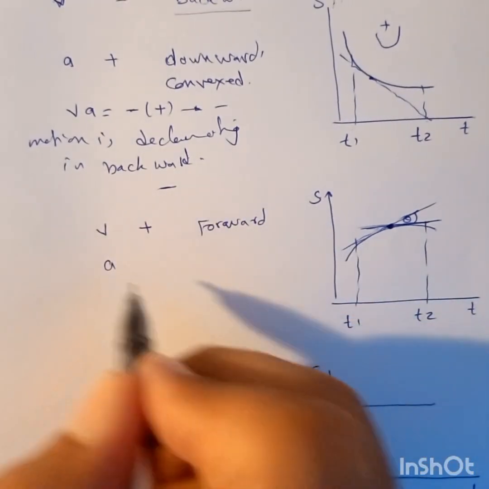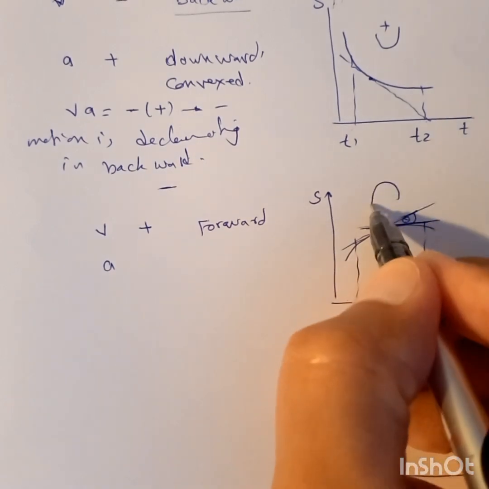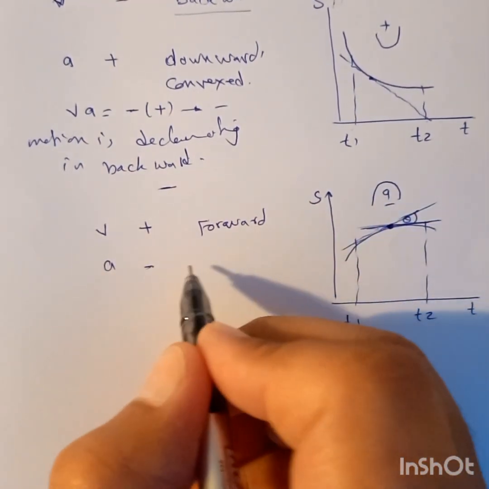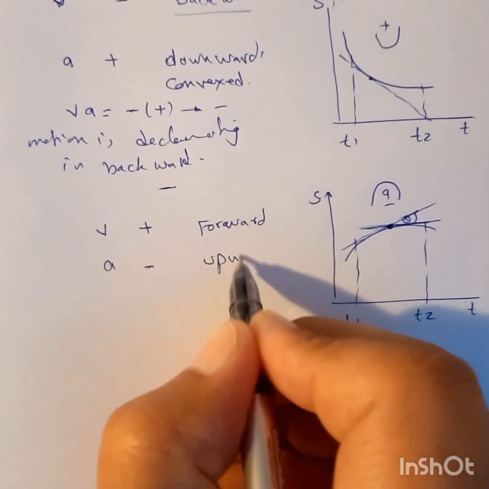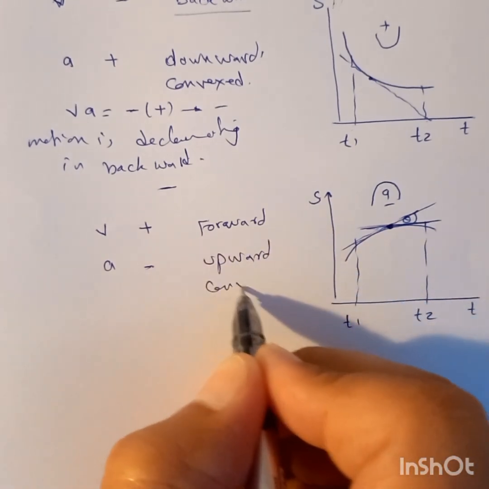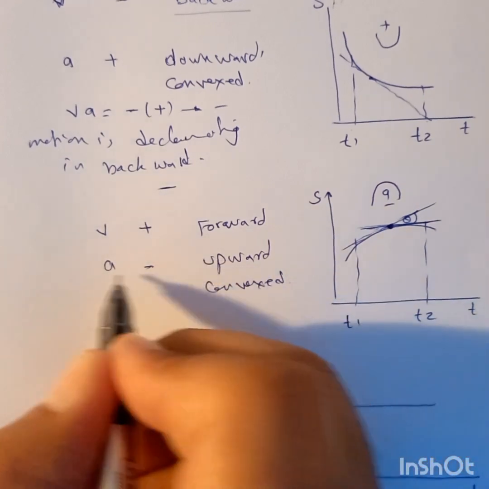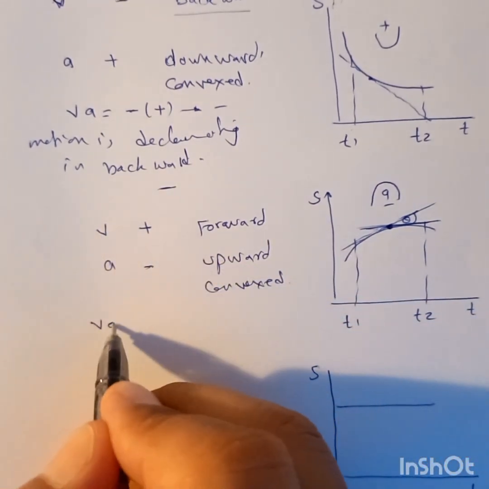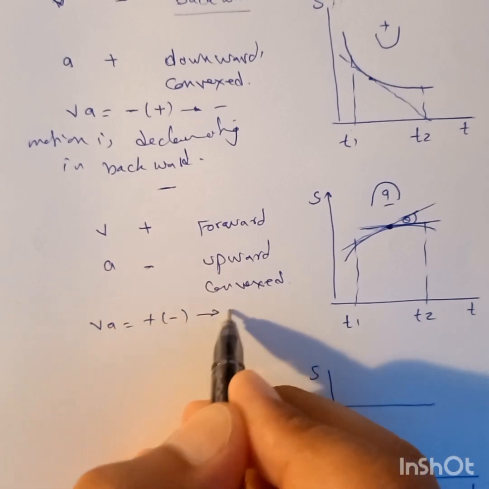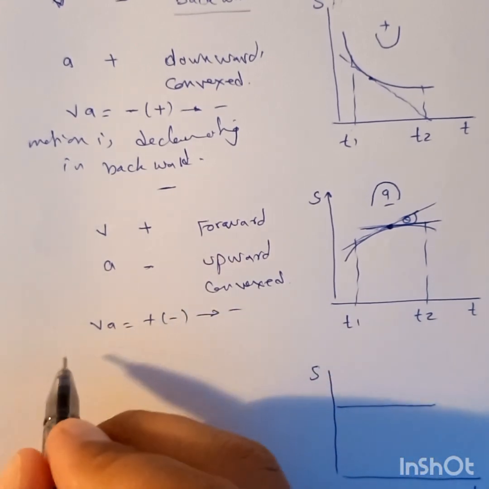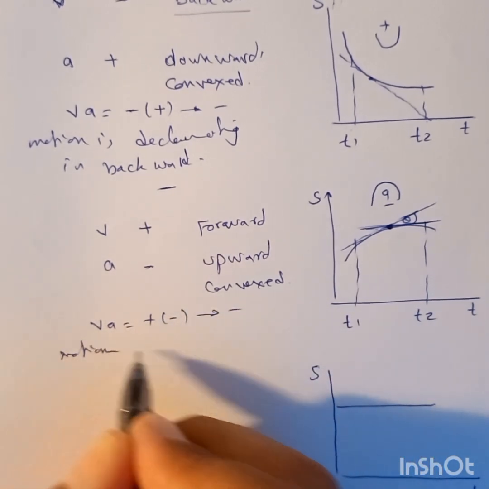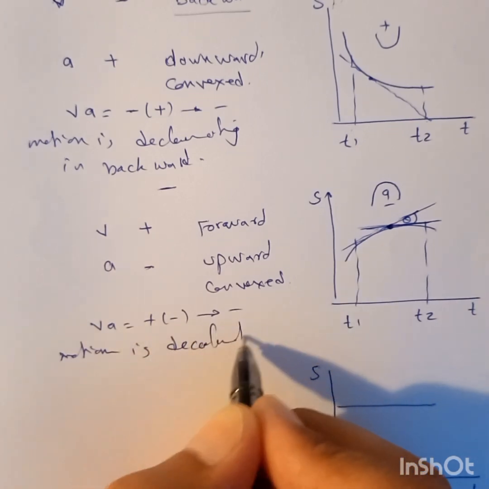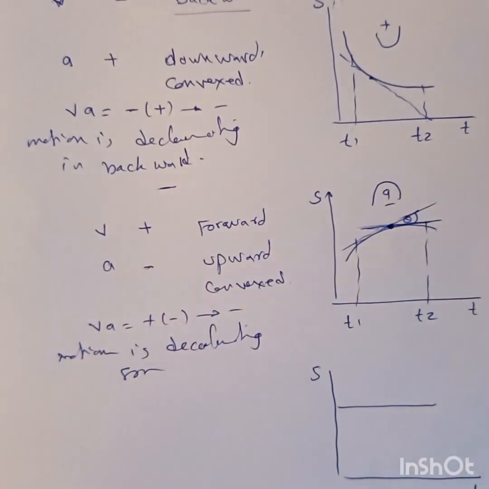For acceleration, here the curve is upward convex like this, and acceleration is negative here. As we have an upwards convex curve, acceleration is negative. Now we can multiply v and a. We have positive times negative, so we have negative. Then the motion of the body is also decelerating, but in the forward direction.